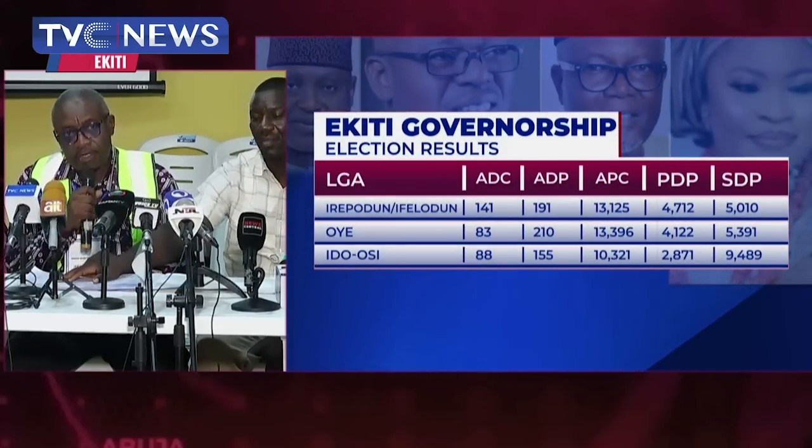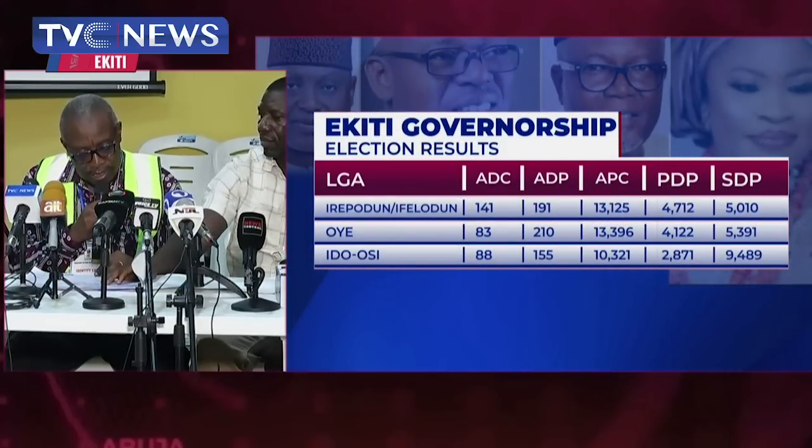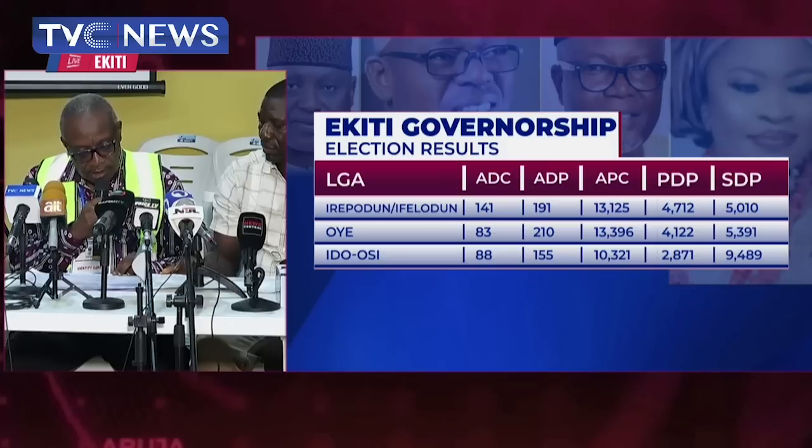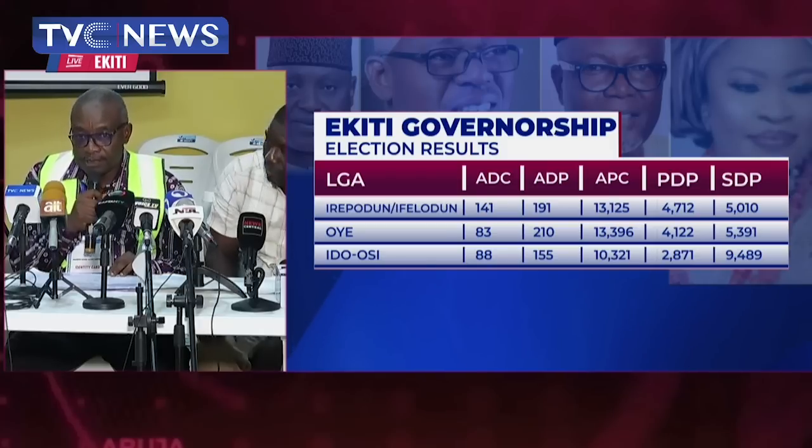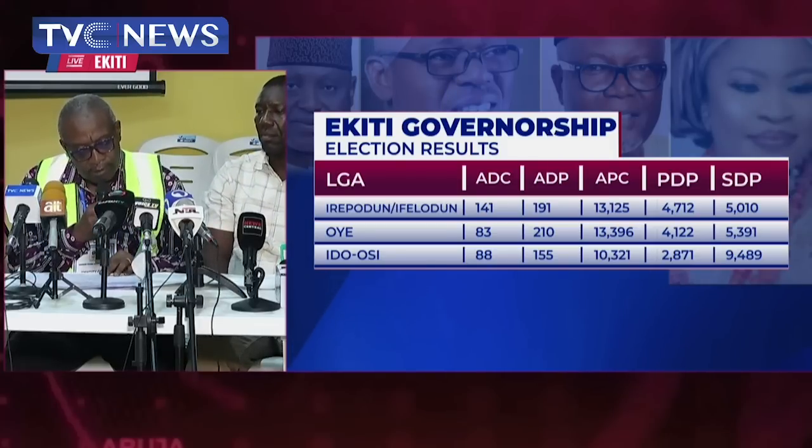My name is Oyewo Olusola Oyeyinka, Professor of Communication and Language Arts, University of Ibadan. I served as Collation Officer for Ise Orun Local Government. Akamote Mitope Olukumi is my name. I am the Electoral Officer. We have 10 wards in Ise Orun local government.